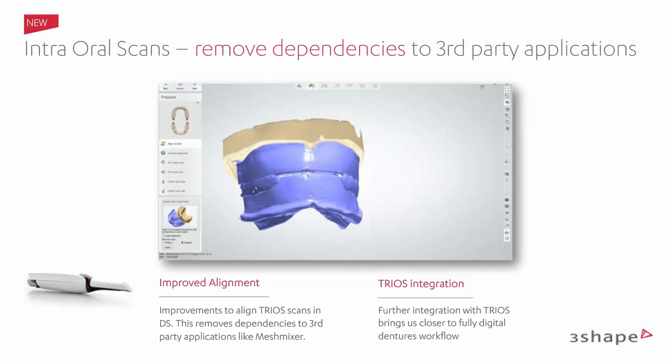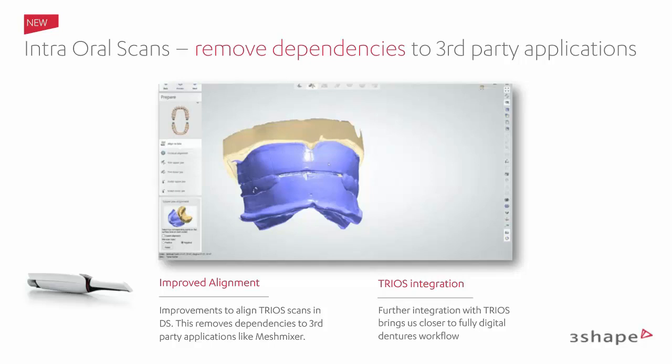Then we have some refined scan features. When you bring in scans from TRIOS, you can refine those scans. I have an example in the next slide. You can also make the alignment easier. You don't have to take it to a third-party application like Meshmixer. You can close the holes and smoothen the borders. We have also made it easier to invert the normals. If you scan impressions using TRIOS, you just have to say that this is an impression scan, and we will invert the normals, so you will be able to align this more easily.